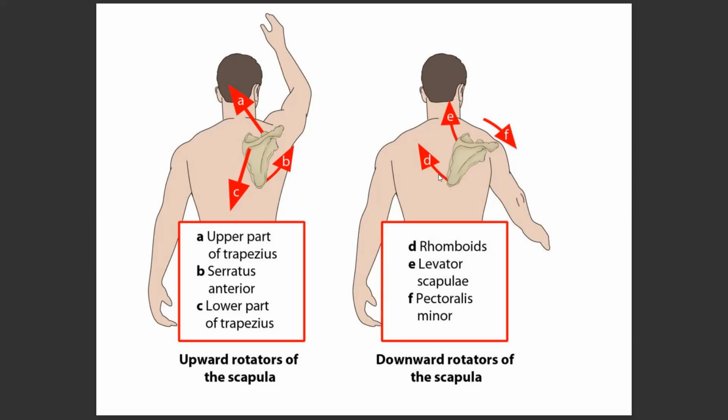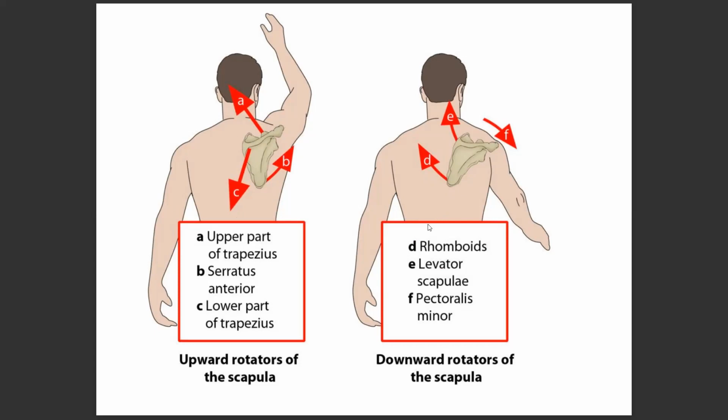the downward direction. Similarly, here the lateral side is being elevated by the upper part, while this portion is being depressed by the lower part, and this lower angle is then elevated by the serratus anterior, hence it is upward rotated. So by the synergic action of these three muscles the scapula will rotate in upward direction. Here it will rotate in the downward direction.